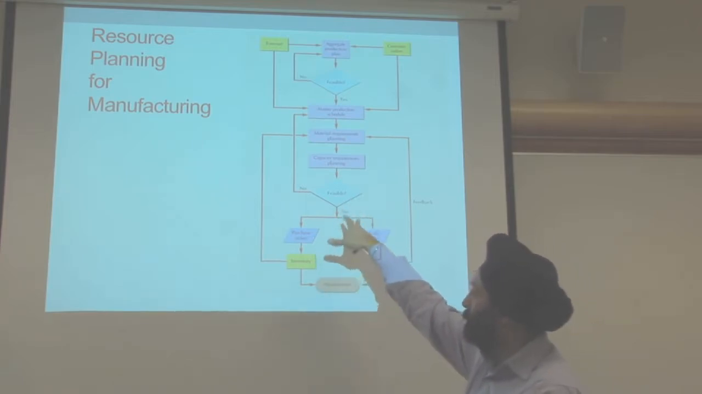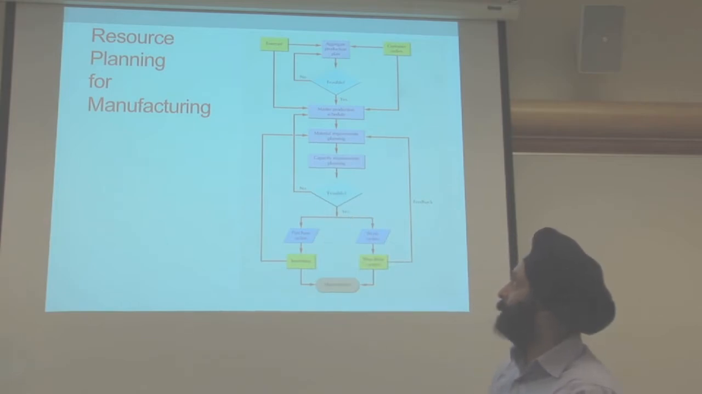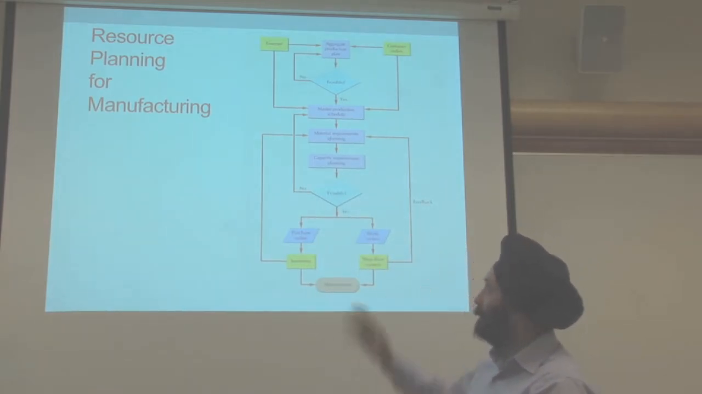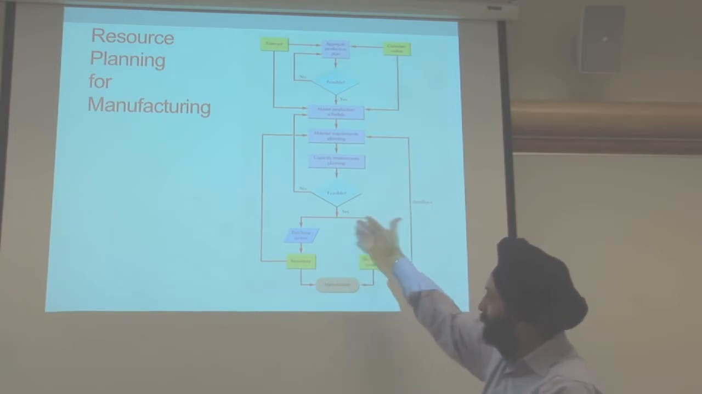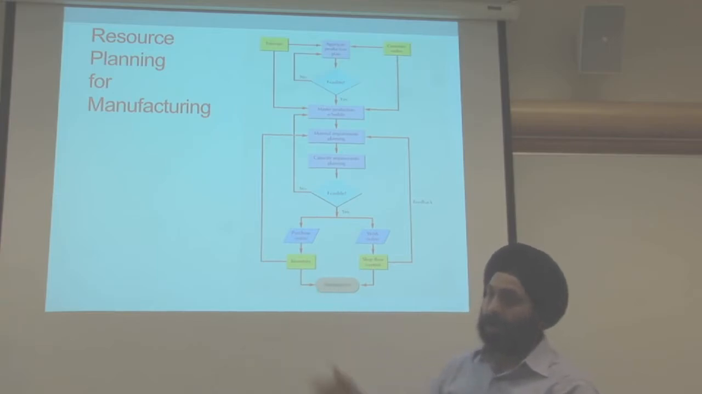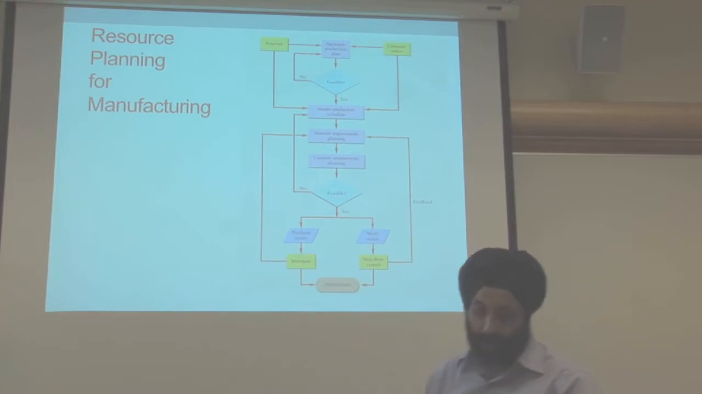And until it's feasible, that master production schedule has to be revised, which will revise MRP as well as CRP. And then once it's feasible, that's when the purchase orders and work orders are created, which will impact our inventory and shop floor control issues. That will be addressed in the later chapters. And then manufacturing can begin.